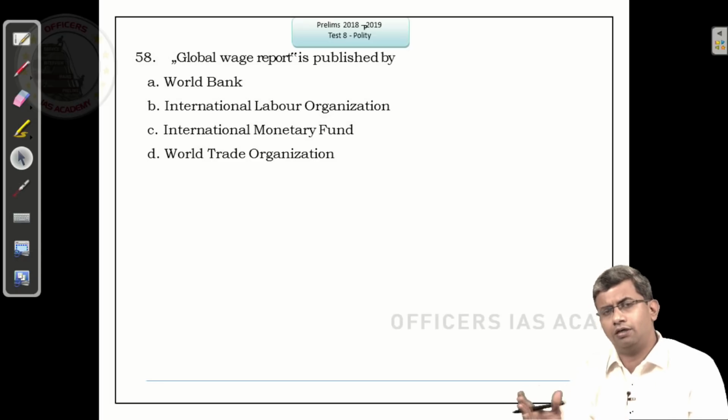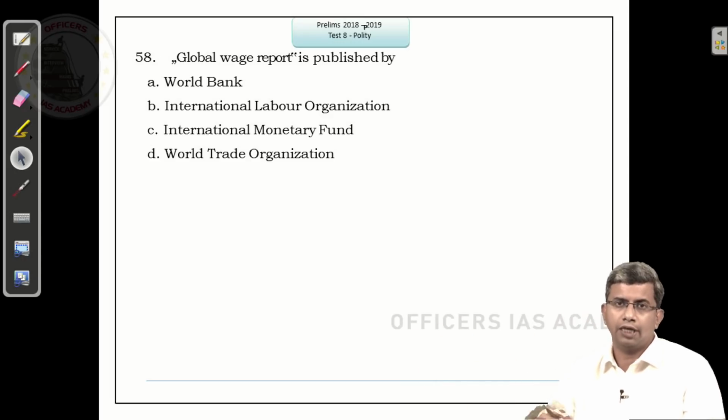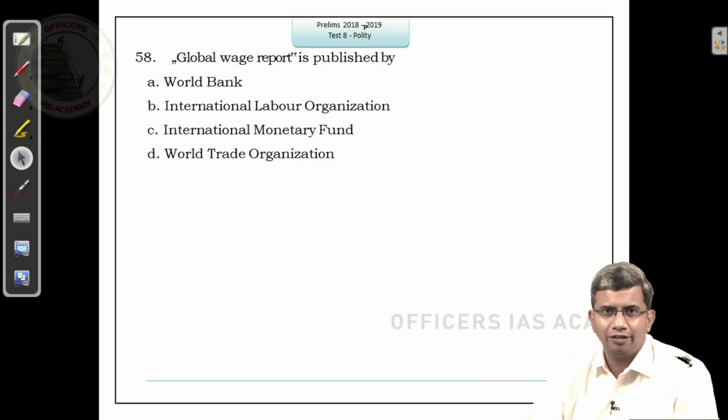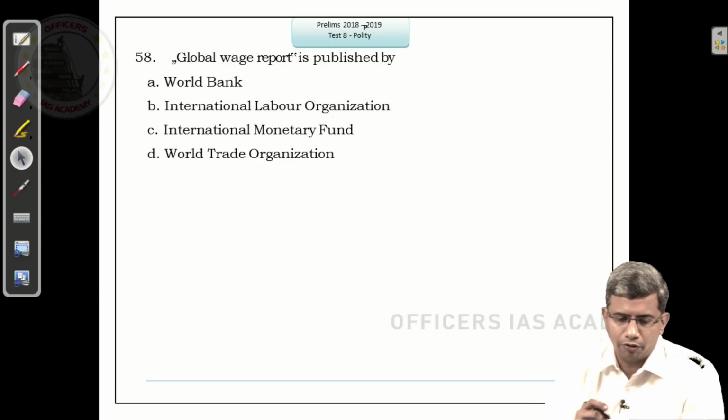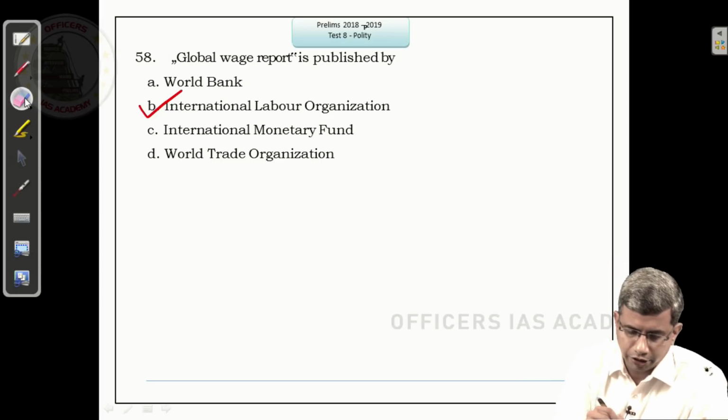Let's go through it in a fast manner over the next 15-20 minutes, and then there are finally some 6-7 questions from polity which are coming towards the end. We will discuss that in detail and complete this discussion. Global wage report. Wage is related to labor. Very, very straightforward question. The correct answer is B, International Labour Organization.